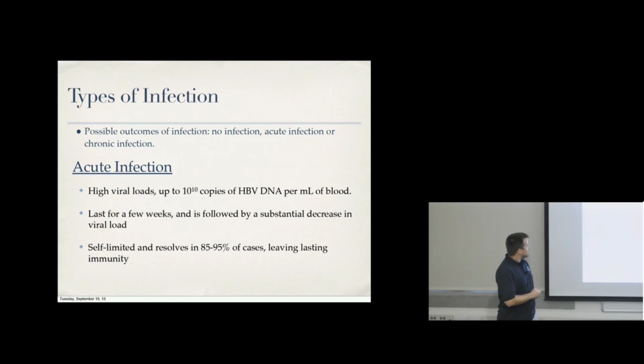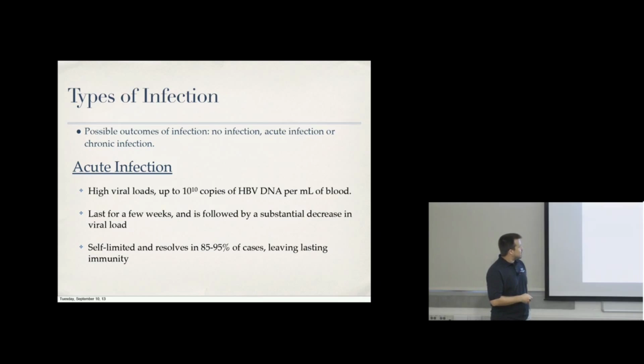Or it could lead to a chronic infection. Which of these is most likely depends on whether you're a child or an adult. In children, it's much more likely that you get a chronic infection. Something like 90% of cases that are acutely infected become chronic in children, whereas in adults, that's reversed. It's something more like 10 to 20% become chronic infections, and the rest are acute.